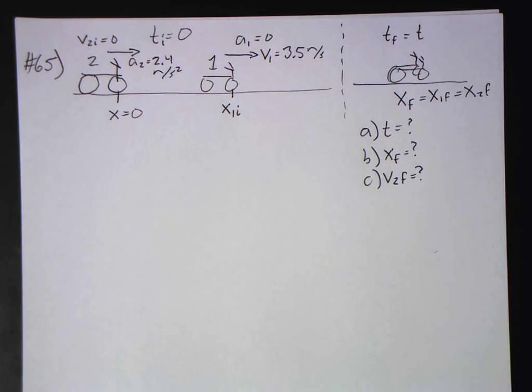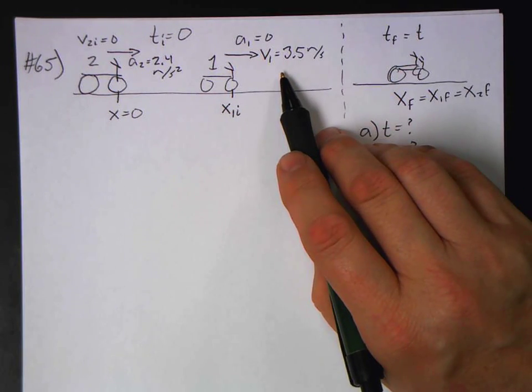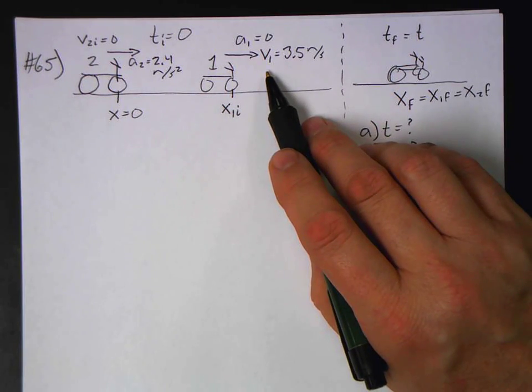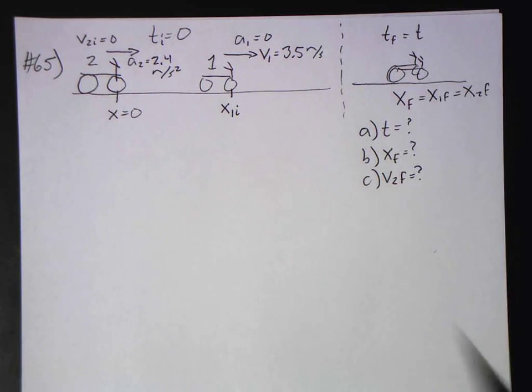Okay, number 65. Let's read through it real quick. A bicyclist is finishing his repair of a flat tire when a friend rides by with a constant speed of 3.5 meters per second. Since the first person they gave us information about is the guy who went by at 3.5 meters per second, I'm going to call him Object 1. If you call him Object 2, that's fine as long as you are consistent throughout your problem.